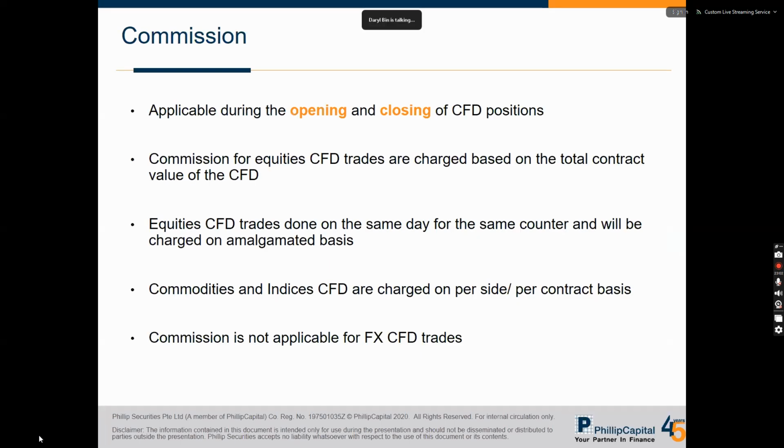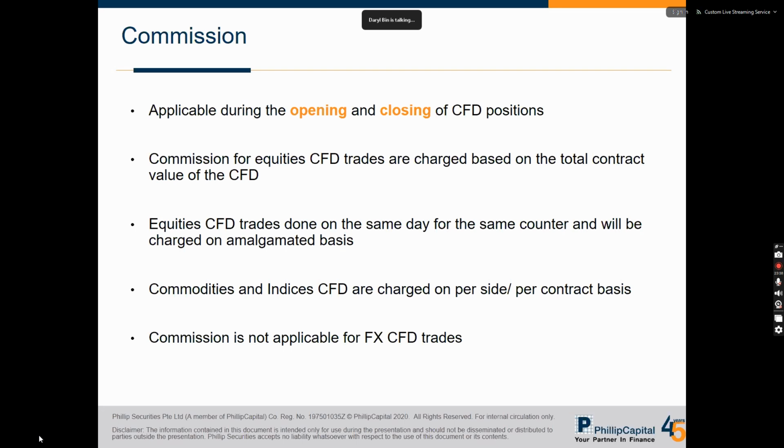So next is commission. Commission is only applicable during the opening and closing of a CFD position. When we open a position, we are charged commission, and when we close the position, we are also charged commission. Commission for equity CFDs is charged based on the total contract value of a CFD. Do note that different country counters have different commission fees. Do check our website to know more about the particular counter commission.